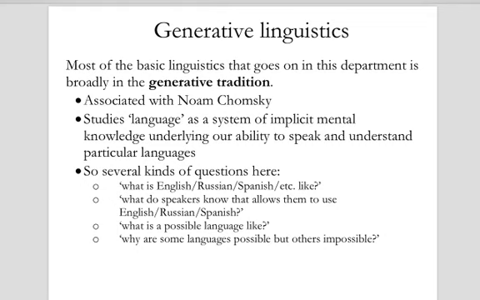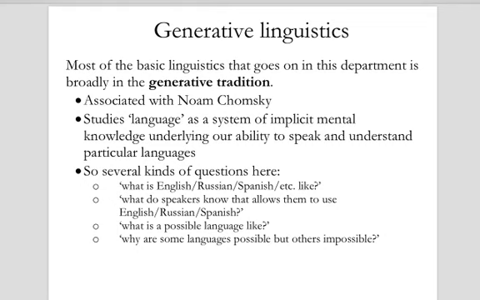So first of all, most of the basic linguistics that goes on in this department is going to be broadly in the generative linguistics tradition, right? There's all sorts of different approaches to linguistics, and the generative approach is one fairly widespread, well-known approach. It's broadly associated probably more with American linguistics departments than other areas of the world, although there are generative linguists all over the globe, in every continent where linguistics is studied.